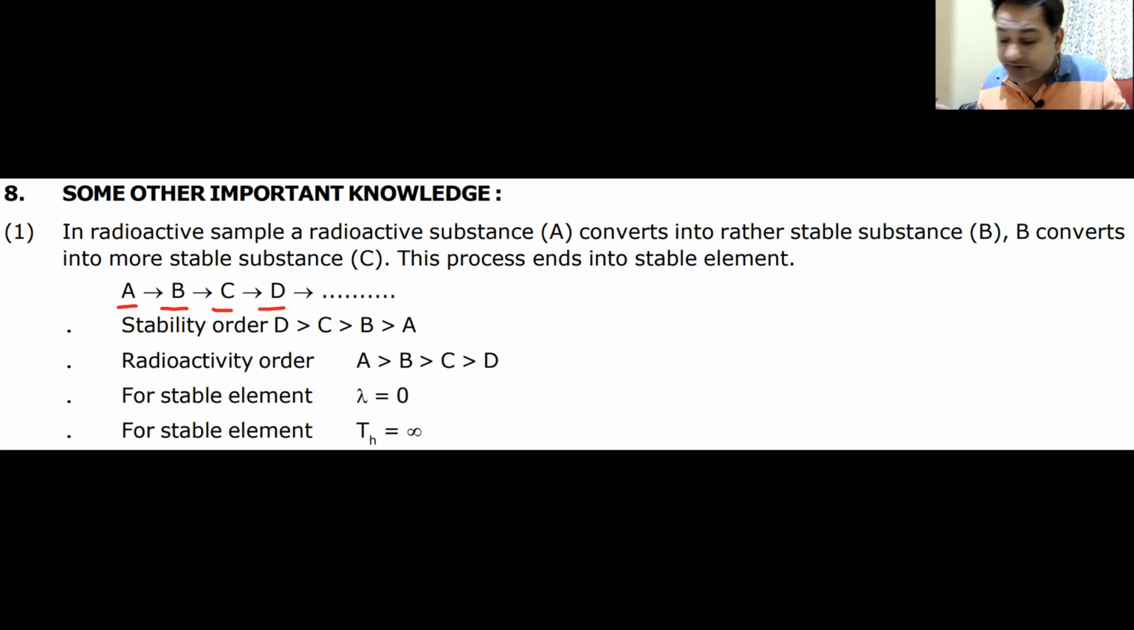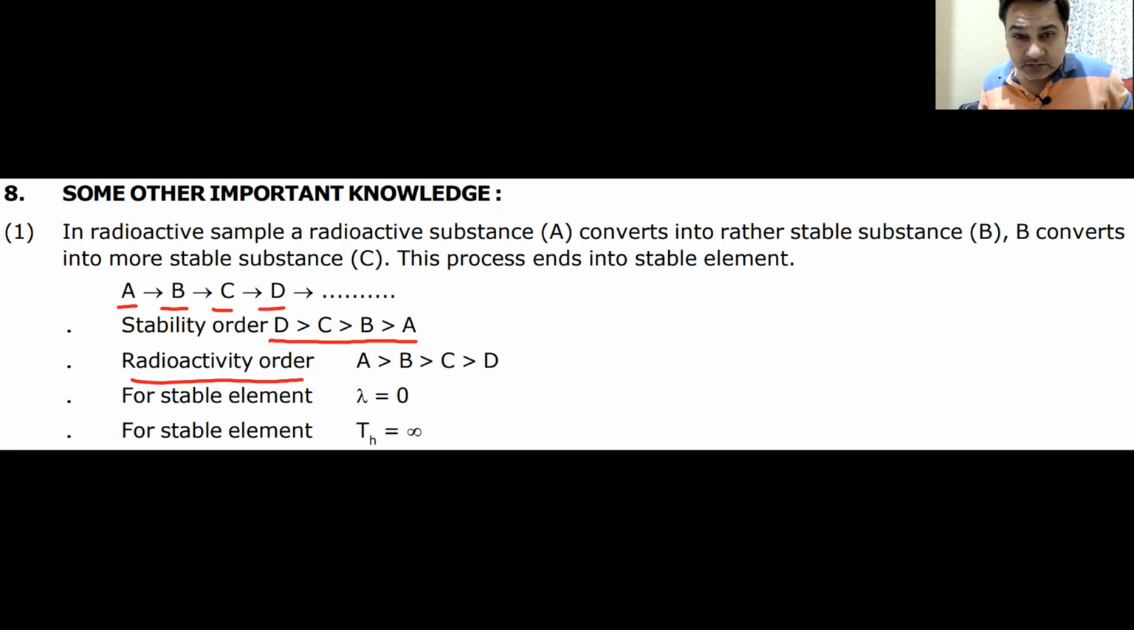Then, sir, we see that the stability of D will be more than C, more than B, more than A. Do we understand this? Yes, sir. A is getting decayed into B. That means B is more stable than A. B is getting decayed into C. That means C is more stable than B. C is getting decayed into D. That means D is more stable than C. Do we understand this? Yes, sir.